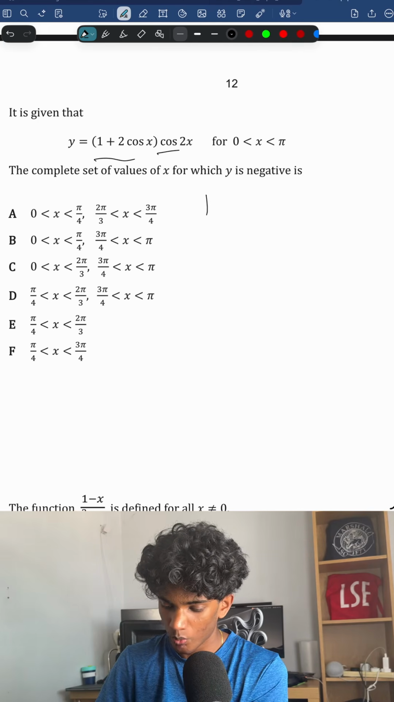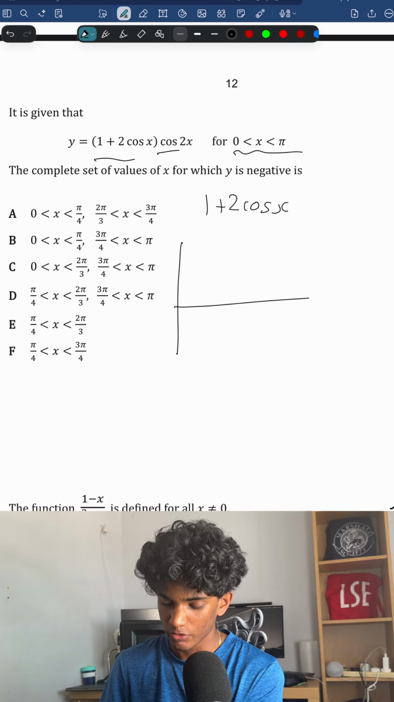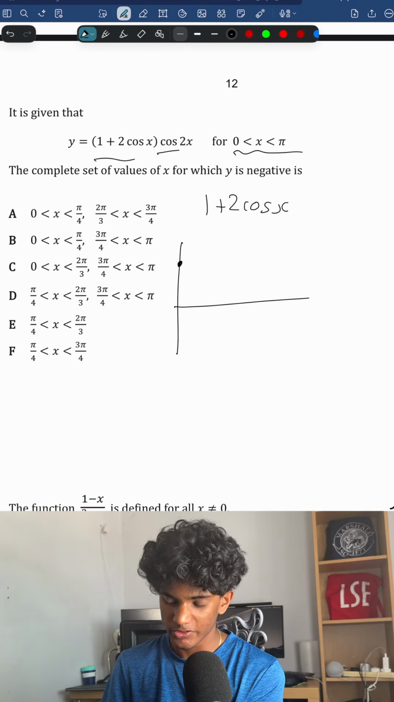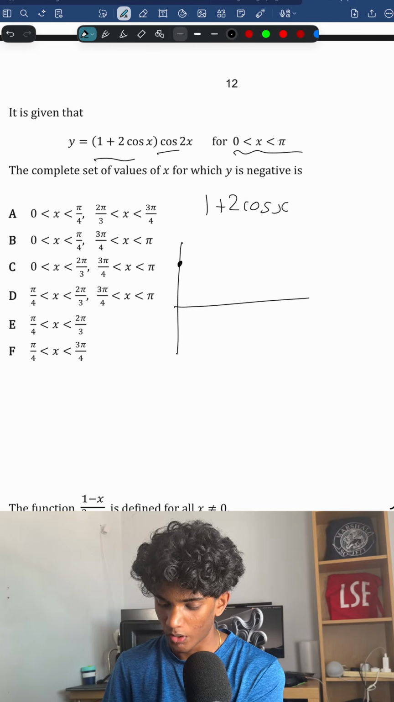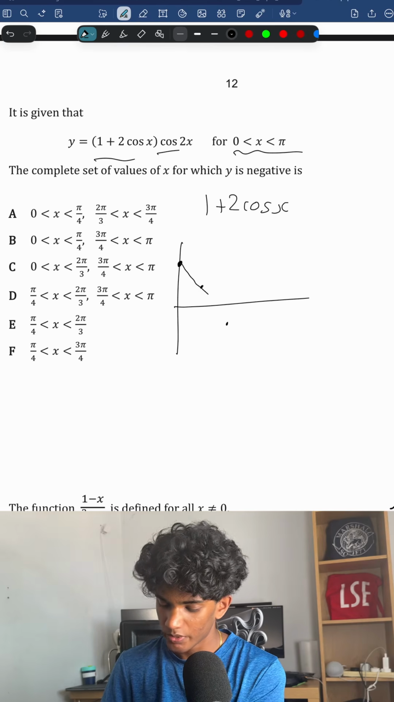First, let's focus on 1 plus 2 cos x. Let's sketch that out, keeping in mind that we need to do the range from 0 to pi. So at 0, it's going to be 3. At pi over 2, cos x is going to be 0, so y is going to be 1. And at pi, cos x is going to be minus 1, so y is going to be minus 1. That means if we sketch it out, we get a clear point where it becomes negative.